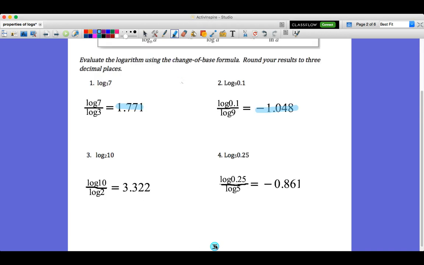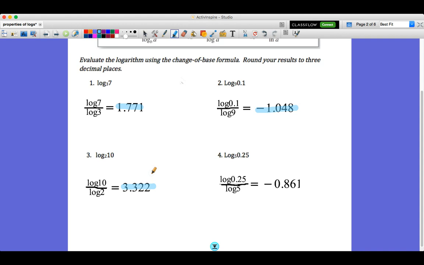So we got a couple more. Number 3 says log base 2 of 10. So log 10 goes on the top, log 2 goes on the bottom. We type log 10 divided by log 2 in the calculator. And when we round it, we should get 3.322.